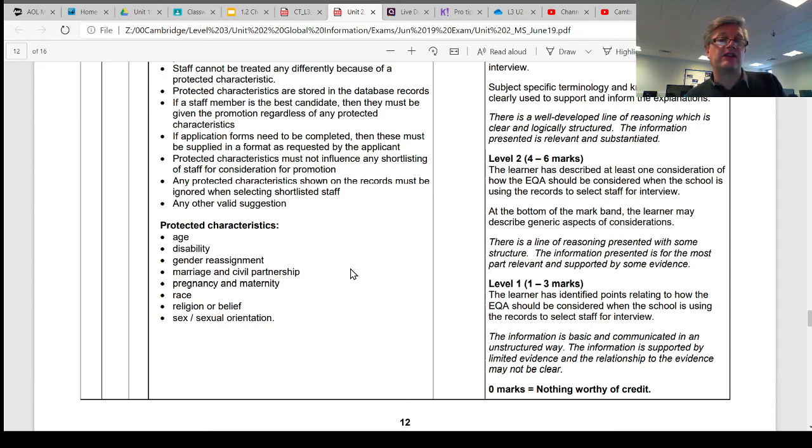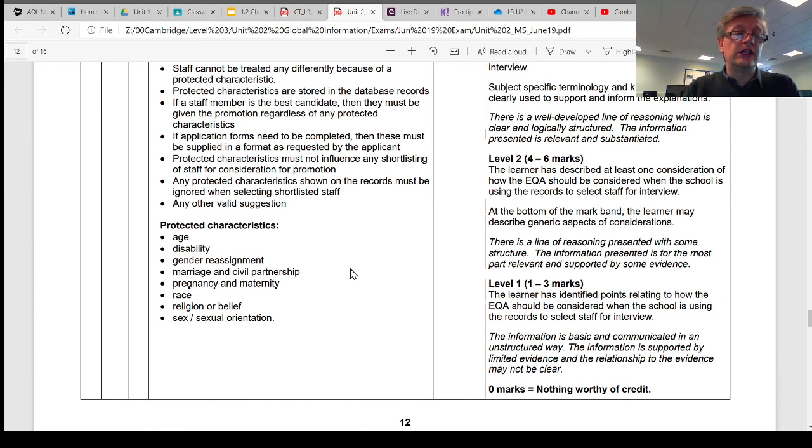Okay, any protected characteristic on the staff record should just simply be ignored. It shouldn't be a determining factor as to whether you get the job or whether you don't get the job. The person who's best qualified, best experience, who has the best interview, who comes across as the best candidate for the job, they're the person who can get it, regardless of their age, disability, gender, marriage, whether they're pregnant, because of their race or religion or sexual orientation.